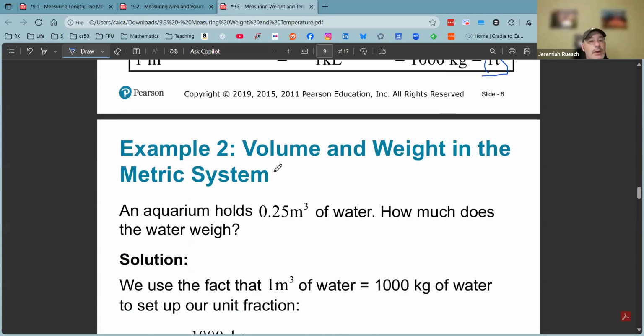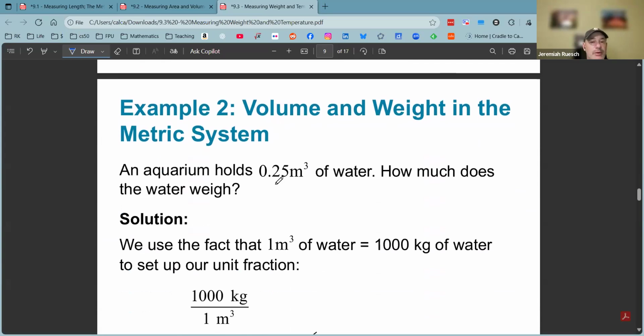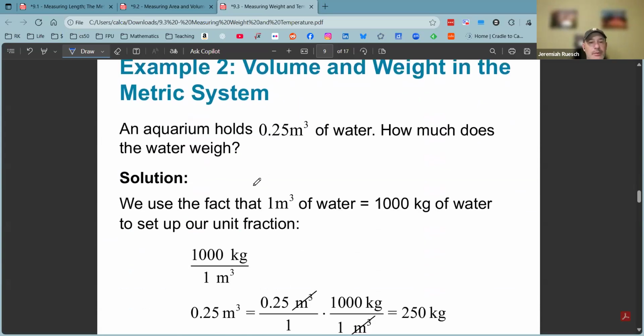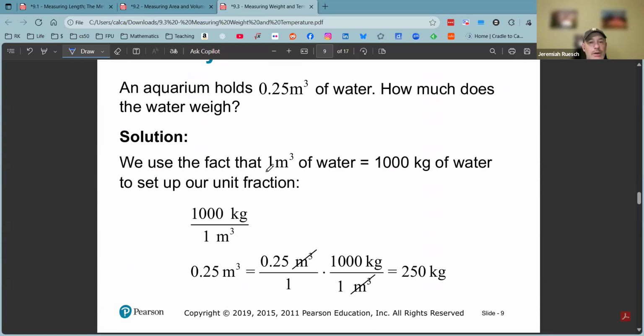All right, volume and weight in the metric system. So an aquarium holds 0.25 cubic meters of water. How much water does it weigh? Okay, we use the fact that 1 cubic meter of water is 1,000 kilograms. And so if we do that connection, then we have, remember, 1 cubic meter of water.